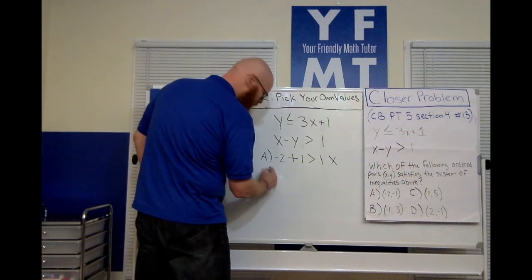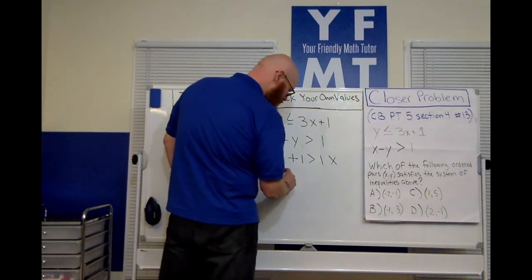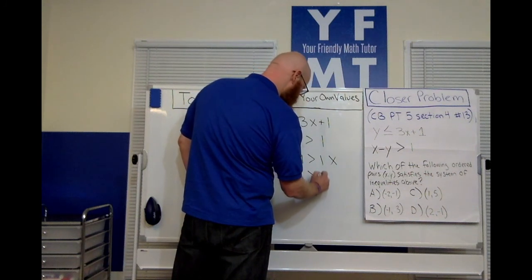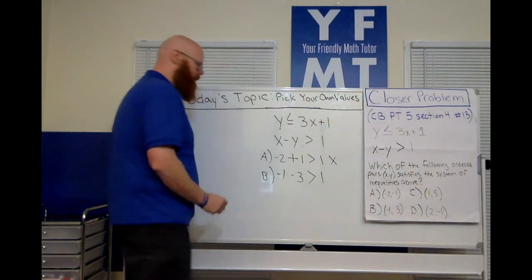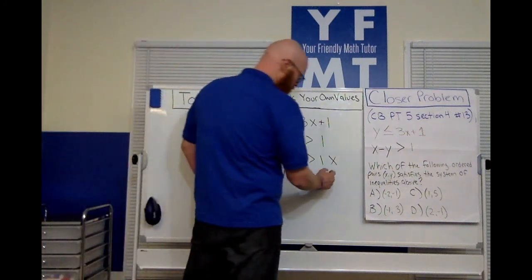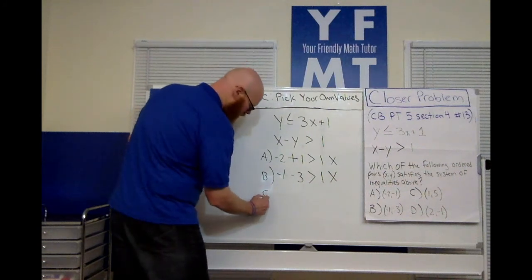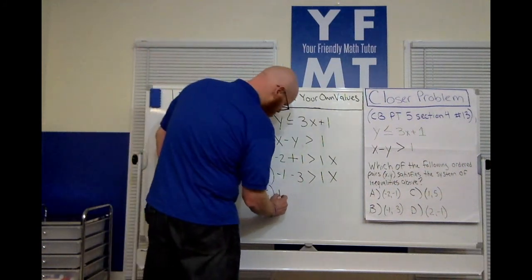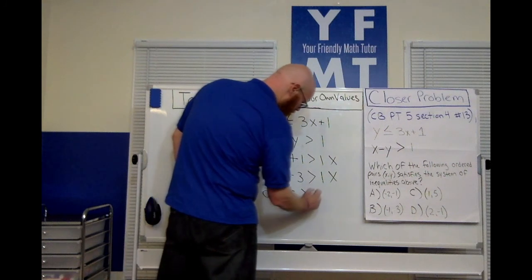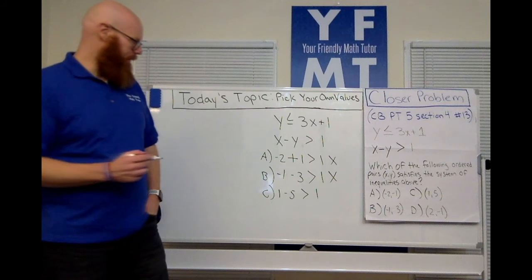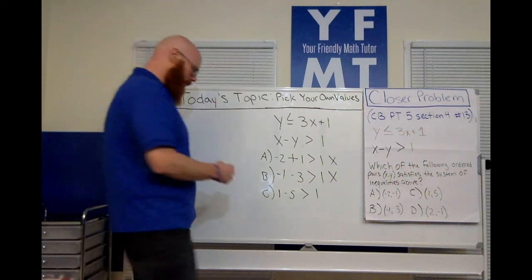Now I go to B, and I have -1 minus 3 is greater than 1. Well, negative 1 minus 3 is negative 4, and negative 4 is definitely not greater than 1. So that one's gone. And then I have to check C, and I got 1 minus 5 is greater than 1. 1 minus 5 is also negative 4, and negative 4 is definitely not greater than 1.